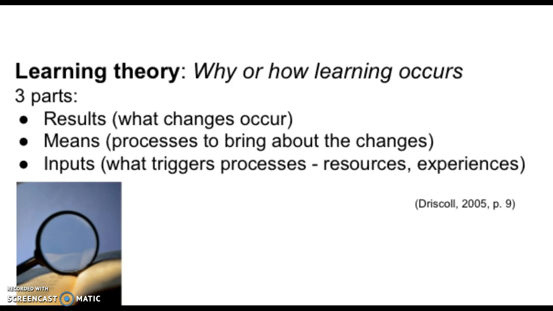Learning theory then describes why or how learning occurs, and usually theories touch upon 3 different elements, meaning what are the results, what changes we want to see, how does this happen, what processes bring it about, and what are the trigger inputs that are needed to make this learning take place. So in other words, learning theory can not only be descriptive of how it happens, but it can also prescribe how these related actions can lead to certain outcomes. So when we know learning theories, it helps us to figure out what steps to take as educators.